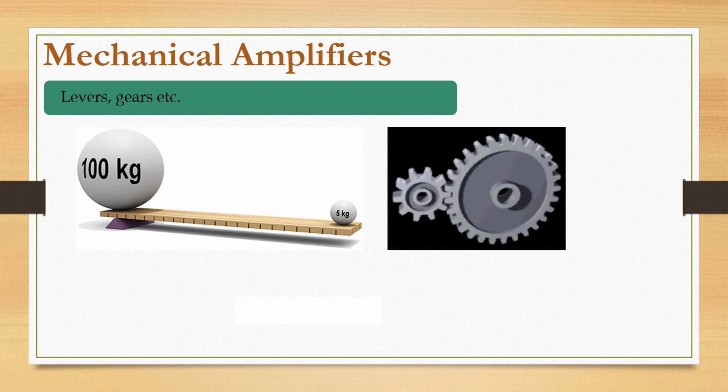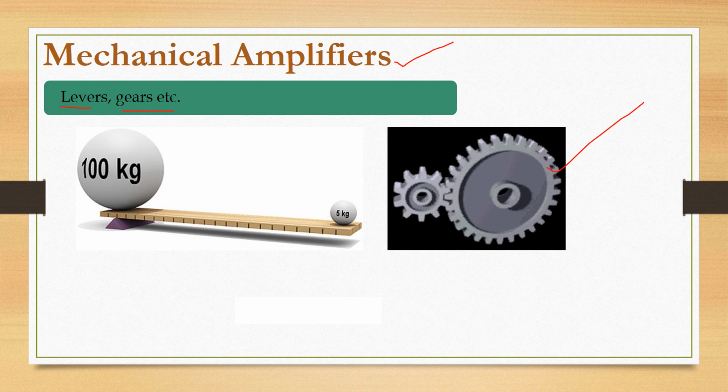So you can have mechanical amplifiers. In mechanical amplifiers you can have levers, gears, etc. So this is a simple lever arrangement, where by simple lever equation you can enhance the output. This type of arrangement we have seen in Bourdon tube pressure gauge. Then you can have gear arrangement, where according to the gear equation we can enhance the output of the transducer.